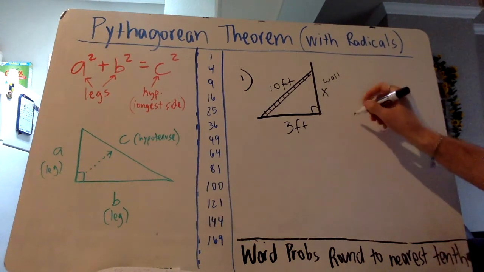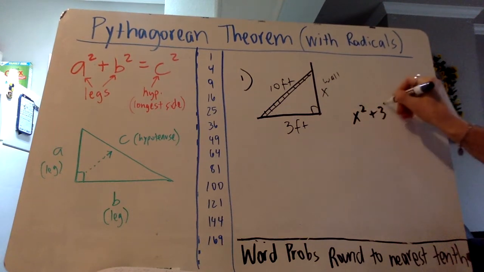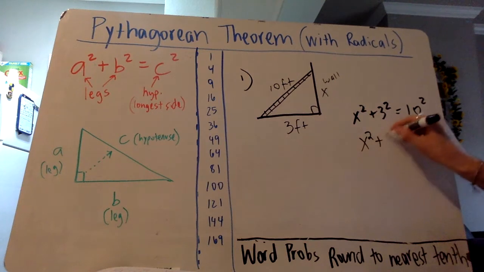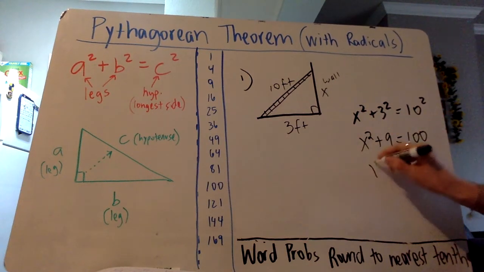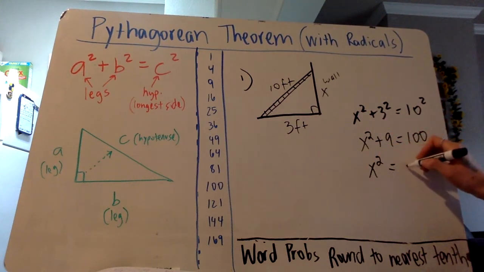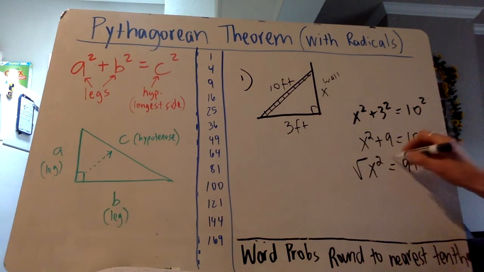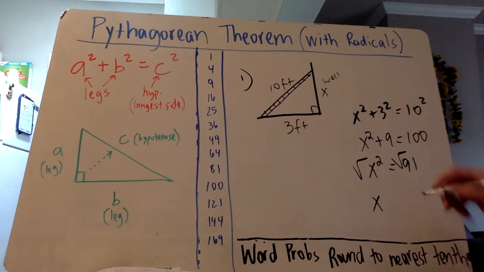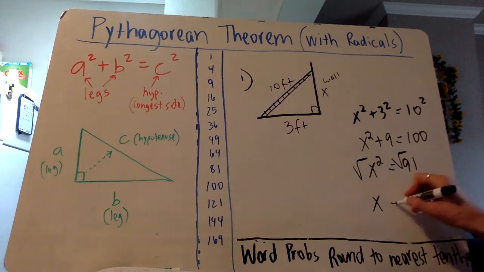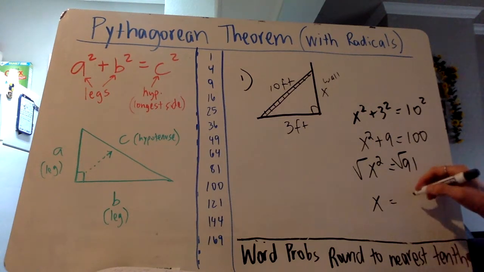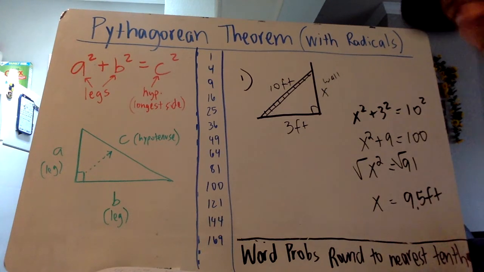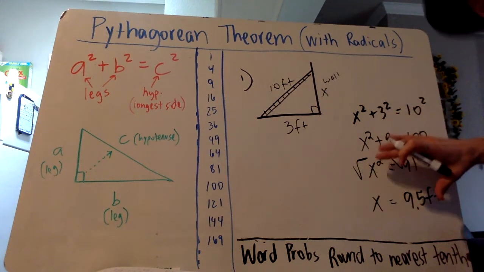Okay, so now you just go ahead, set that up, do the Pythagorean Theorem, you're done. So x squared plus 3 squared equals 10 squared. Then just solve. Subtract. Square root both sides. So x squared, square root of 91. If you type that in, just round everything to the nearest tenth. X is going to equal 9.5 feet.